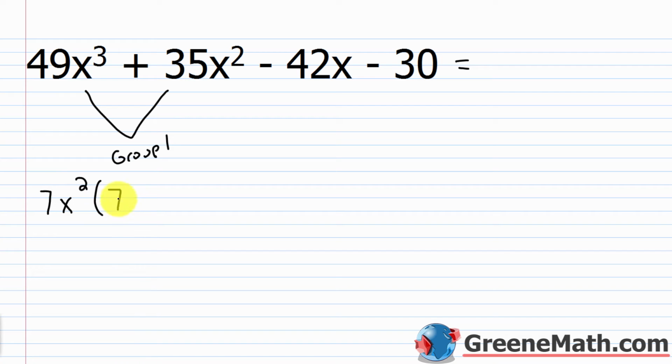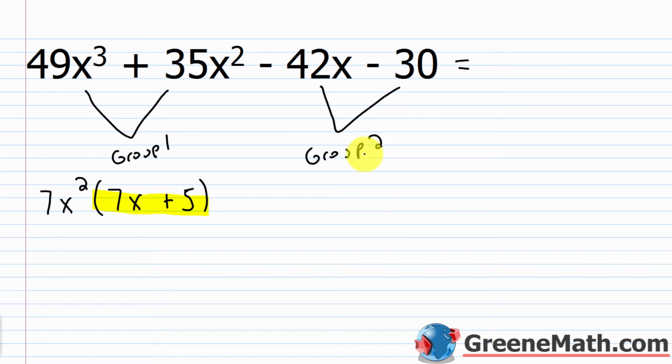49 divided by 7 is 7. x cubed divided by x squared is x. And plus 35 divided by 7 is 5. x squared divided by x squared is 1. So let's think about group 2 now. So this is going to be group 2. And our goal is to pull something out to where we end up with a 7x plus 5, that quantity.